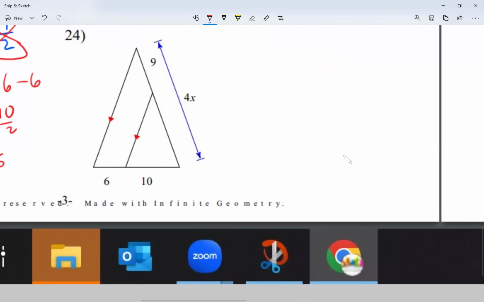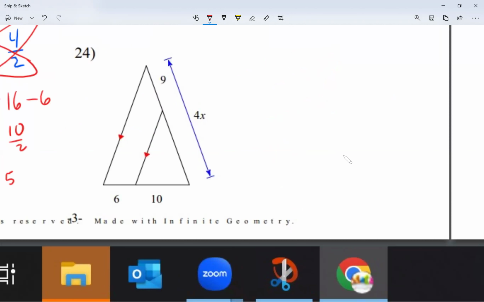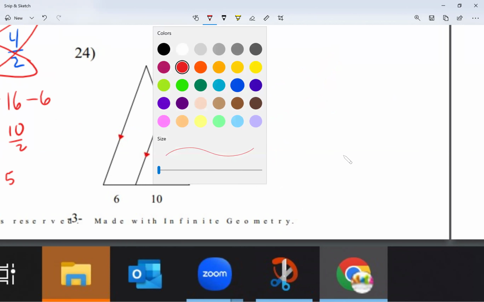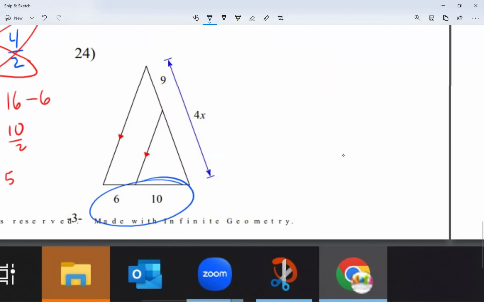Not bad. Let's take a look at number 24. Let me focus on the side that is all numerical. So I'm looking at this thing. Okay. 6 and 10. Those are the two measurements. But remember I said there are three measurements, two small measurements and a large one. In this case, I'm going to say the large measurement is 16.